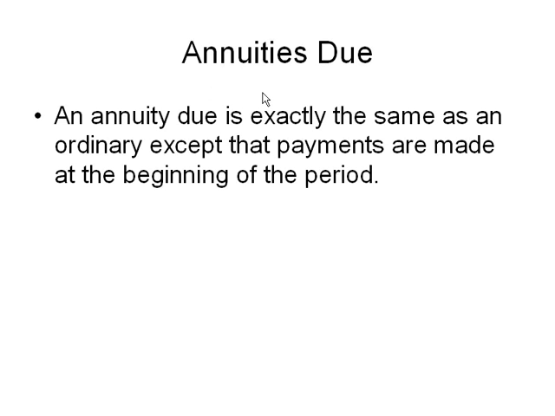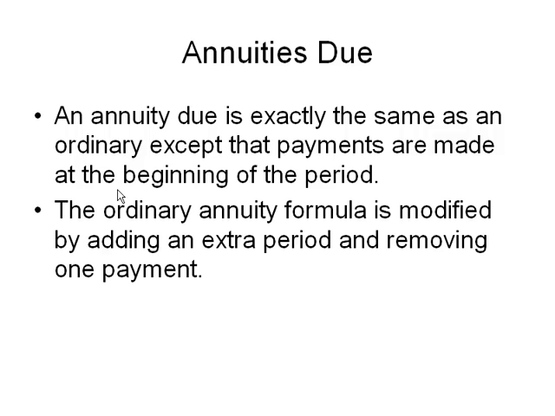An annuity due is exactly the same as an ordinary annuity, except now the payments are made at the beginning of the period instead of at the end of the period. To do this, the ordinary annuity formula will be modified by adding an extra period, because we're starting at the very beginning of the first period, so we get that extra period in there. But we won't be making that very last payment that earns no interest.